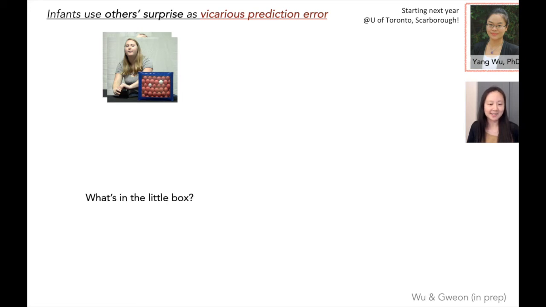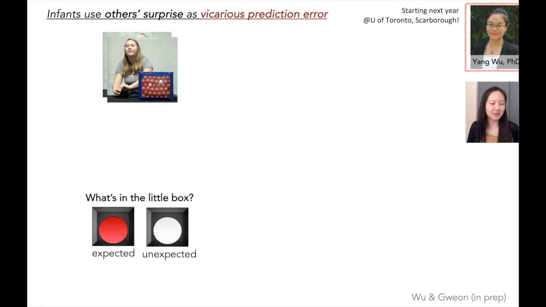So what do you think is inside the little box? You would think that presumably the red one rather than the white one, and you would understand that the white one would be quite unexpected. And this is exactly what infants understand as well. They look longer at this unexpected outcome of white ball compared to the red ball. And what we have done is to replicate this finding first, and then we did a series of other experiments with a small tweak. So let's take a look.